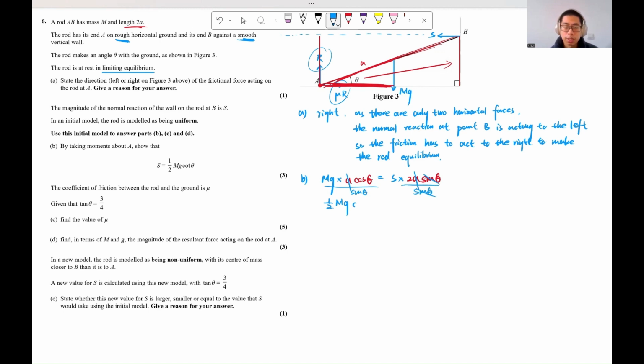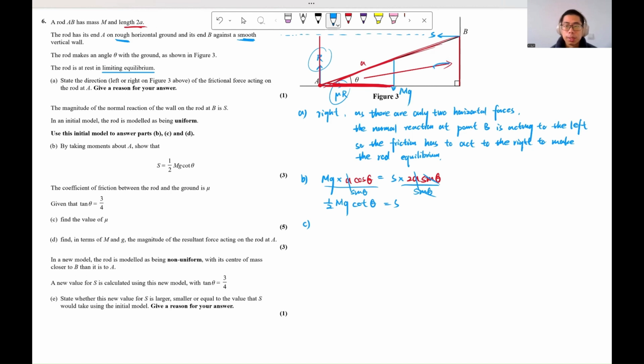Then cos over sine is just cot. So S is just equal to half mg cot theta. That's all. And then for part C, the coefficient of friction between the rod and the ground is mu, and given that tan theta equals 3/4, find the value of mu.